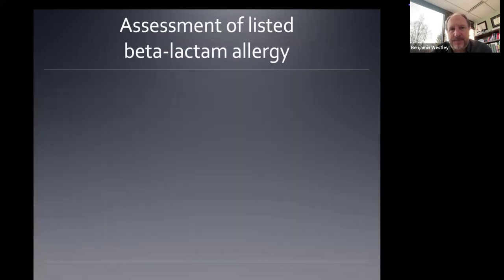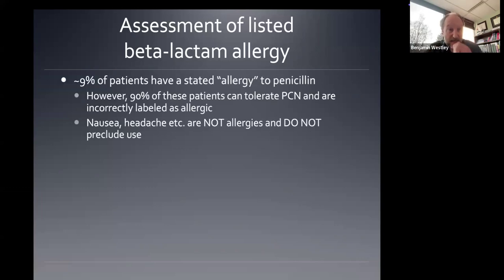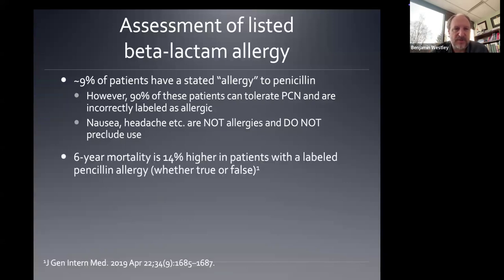Okay. Now let's just talk a little bit about allergies, because I'm sure all of you have seen a situation where a certain drug would be optimal, but the patient's chart says penicillin allergy, and we just don't know what that means. So 9% of patients have a quote unquote allergy to penicillin on their chart, but 90% can tolerate penicillin and are incorrectly labeled allergic. Also, nausea, headache, etc., loose stools are not allergies and don't preclude use of a drug.